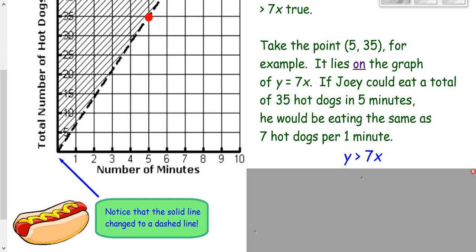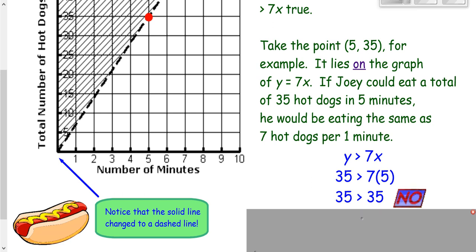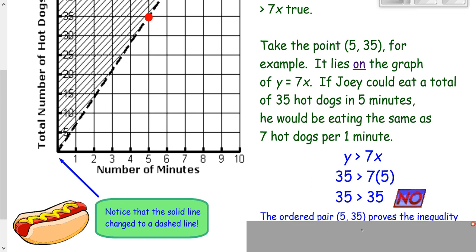So let's look mathematically. y is greater than 7x. 35 is greater than 7 times 5 is what we are testing. So I plugged in my x value and my y value. When I test this out, I get 35 is greater than 35. No, that's not true. The ordered pair (5, 35) proves the inequality statement is false.